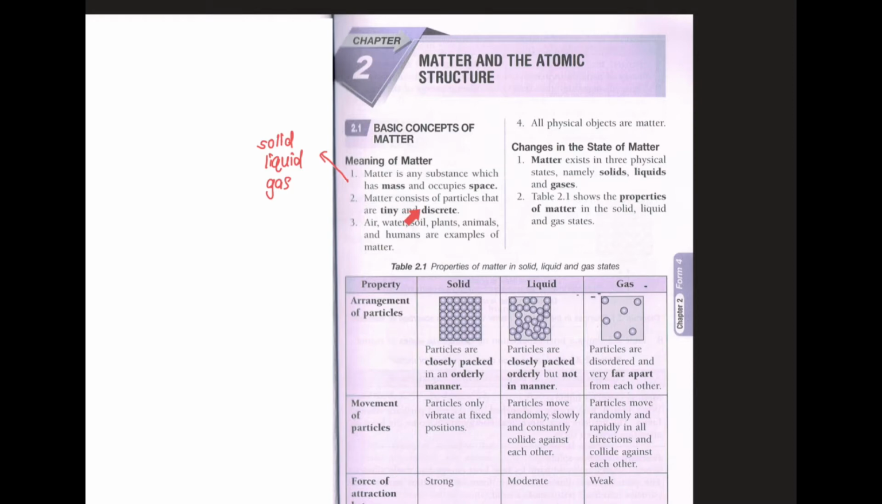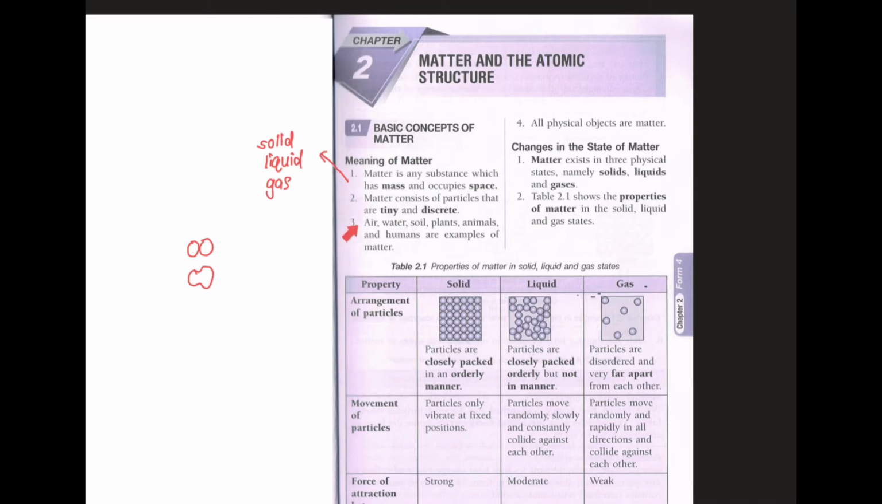If they are not discrete, they may join up. You know, discrete is like this. If they are not discrete, maybe they join up already. 2 particles join up, then they are not discrete. Okay, so discrete must be one by one.